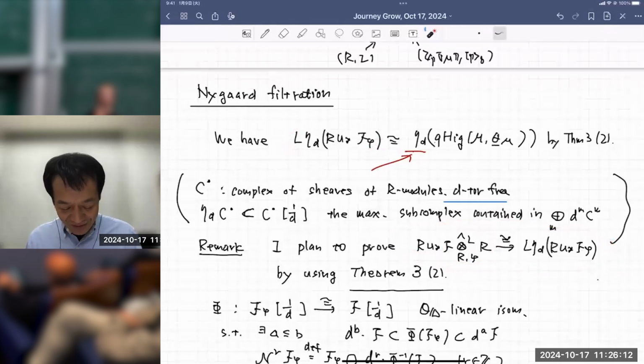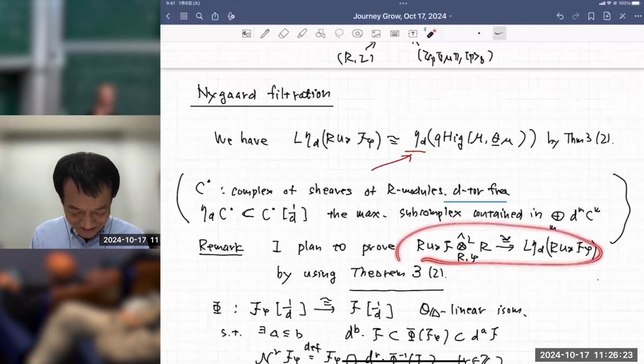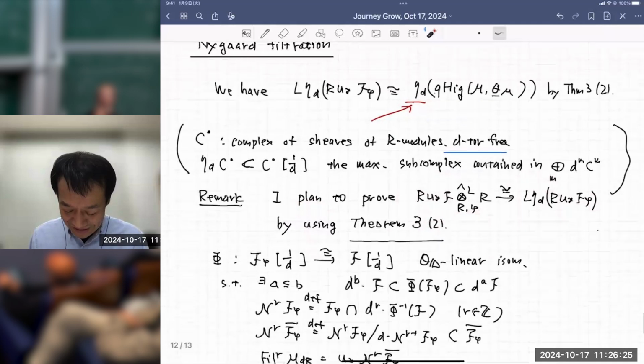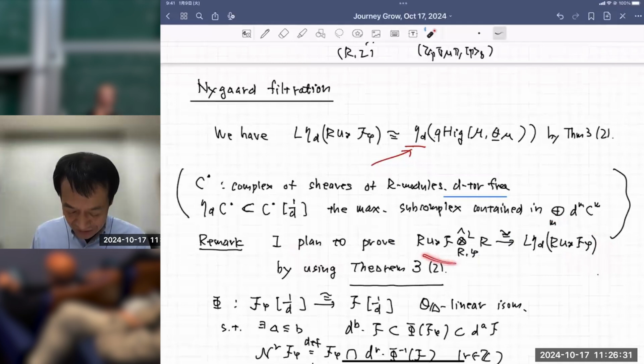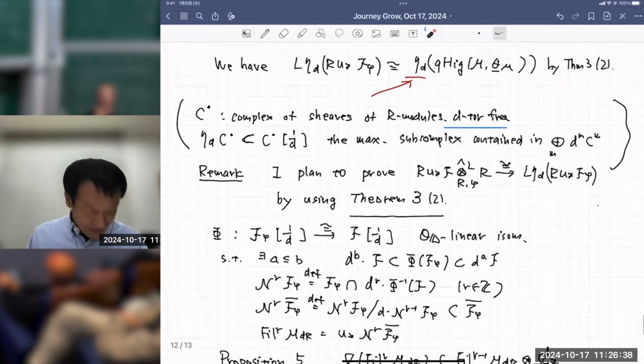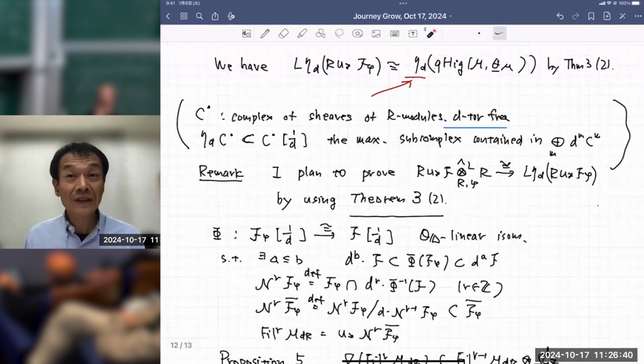It is natural to expect this for some reason. Actually, I thought that I succeeded in proving it, but I found a mistake when I was preparing my talk. So this is just a plan now. I hopefully want to define the Nygaard filtration here, but I just define a filtration here in my talk.